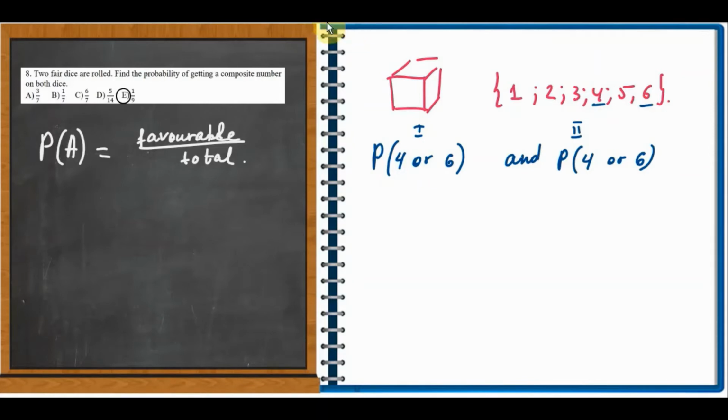So here we have keywords or and and. Or stands for plus and and stands for multiply. Therefore, the probability of getting 4 or 6 is 2 out of 6, because we have 2 favorable outcomes and in total 6 outcomes. And means multiply, and here we have the same 2 over 6. Now the answer is going to be 1 over 3 multiplied by 1 over 3, which is 1 over 9. The correct answer is 1 over 9.